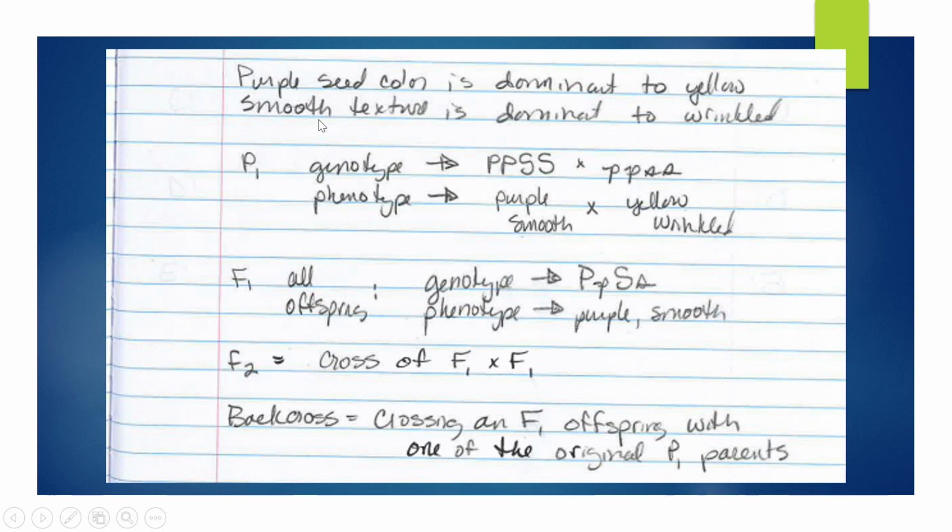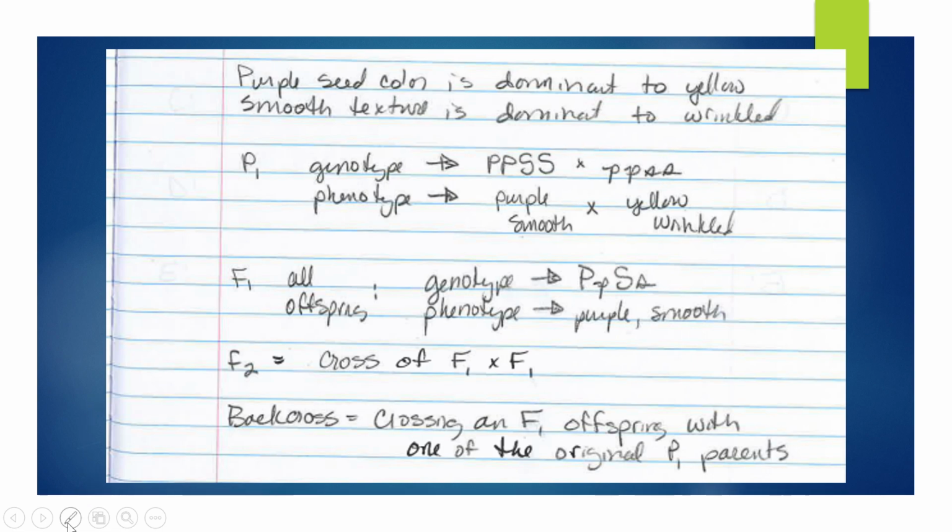All right, so the offspring of this parental cross, the F1 generation, all of the offspring are going to be heterozygous for both characteristics. So they're going to be capital P, lowercase p, capital S, lowercase s. The phenotype is going to be purple and smooth, and that's for all of the offspring. Okay, so an F2 individual would be a cross of 2 of these F1s. A back cross individual would be taking one of these F1 offspring and then crossing it with one of these parents.